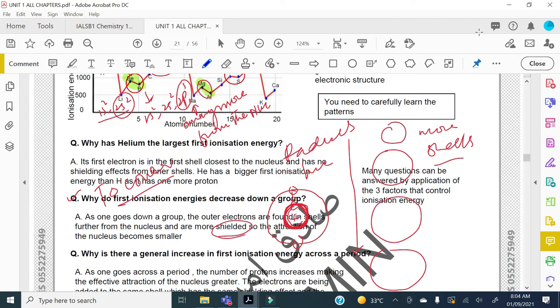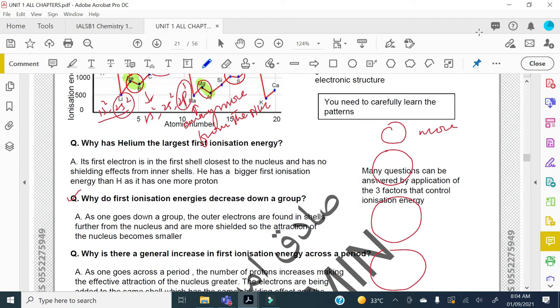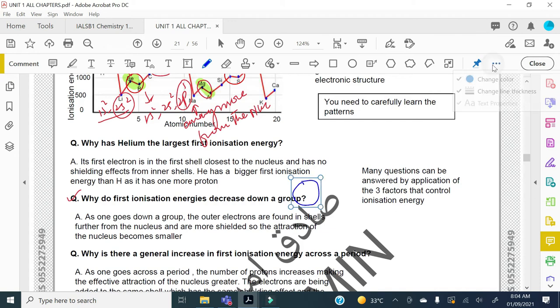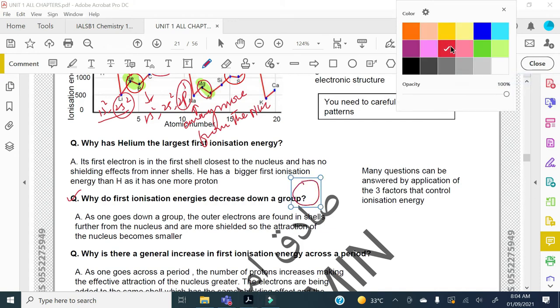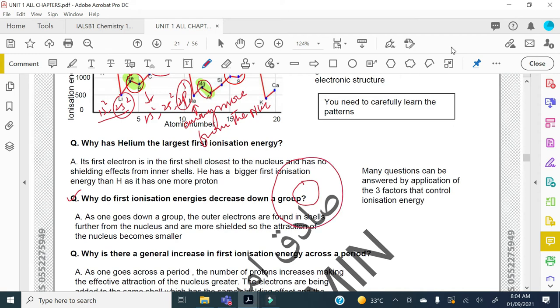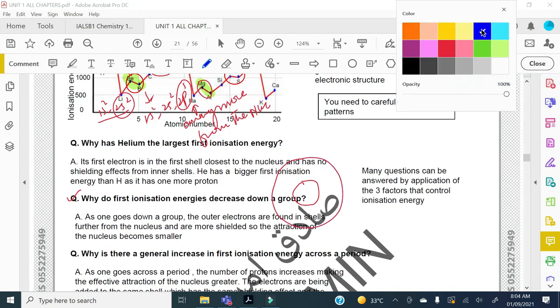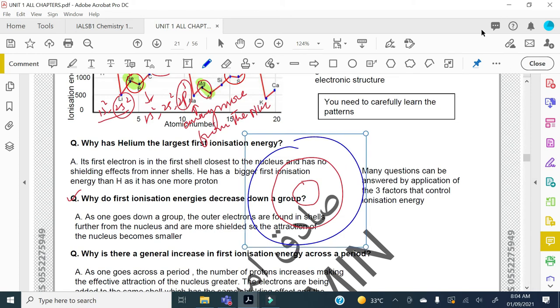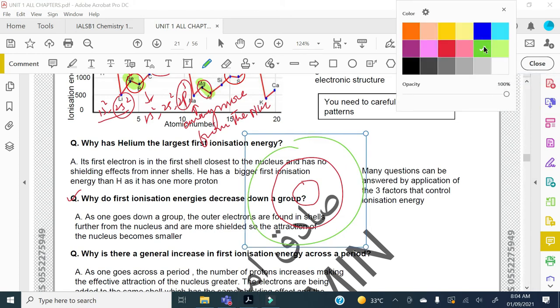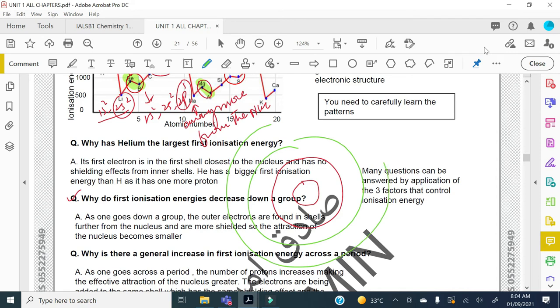See this. I will draw something now again for you. This is shell number 1, right? This is shell number 2, shell number 3, shell number 4. Okay, so we got shell number 1, shell number 2, shell number 3, shell number 4.